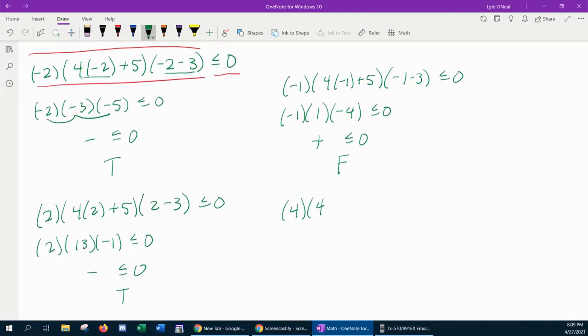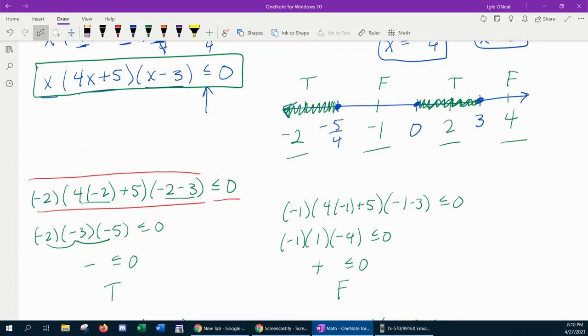4 times 4 plus 5 times 4 minus 3. That's going to be 4 times 16 and 5 is 21. 4 minus 3 is 1. Positive times a positive times a positive is a big positive number. But is a positive number less than or equal to 0? No, it's not. And so again, that's going to be false. So they did alternate. And now that I have every region determined, I can write the solution set.